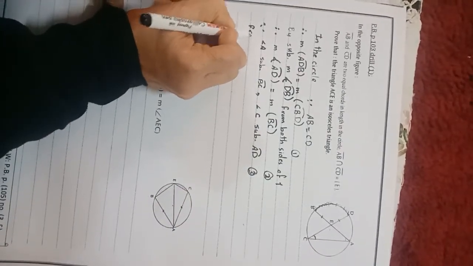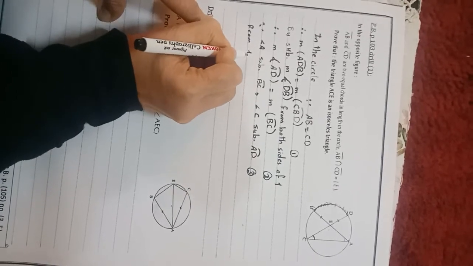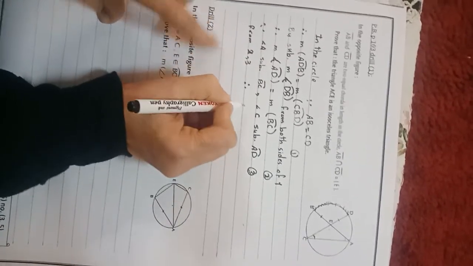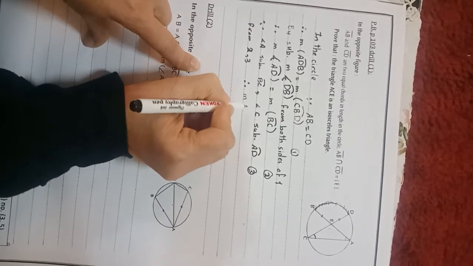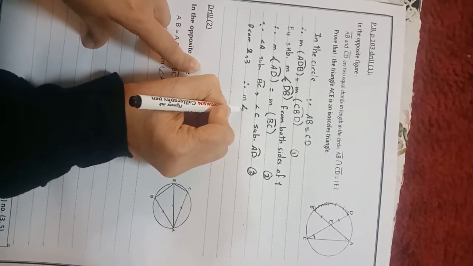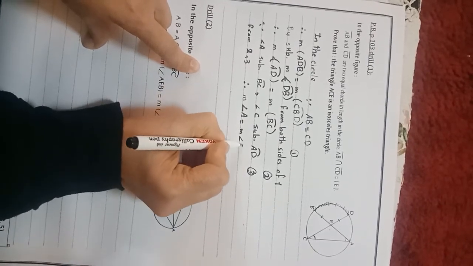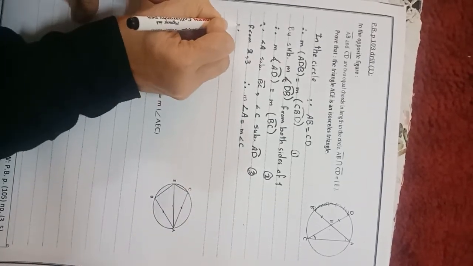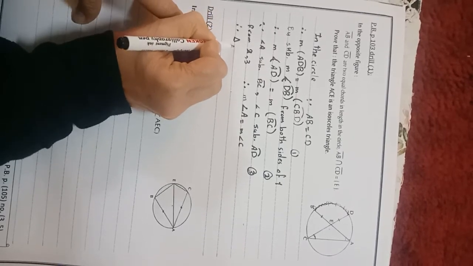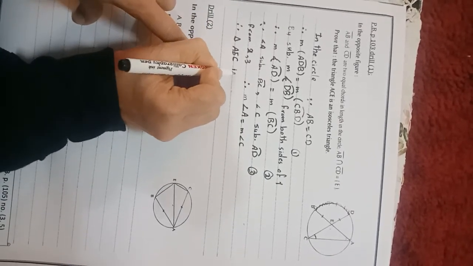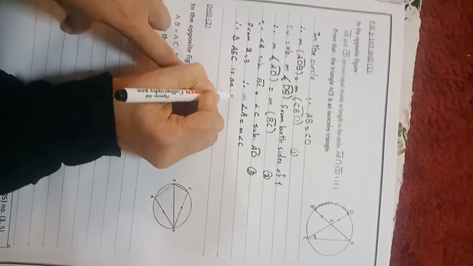From 2 and 3, therefore measure angle A equals measure angle C, therefore triangle AEC is an isosceles triangle.